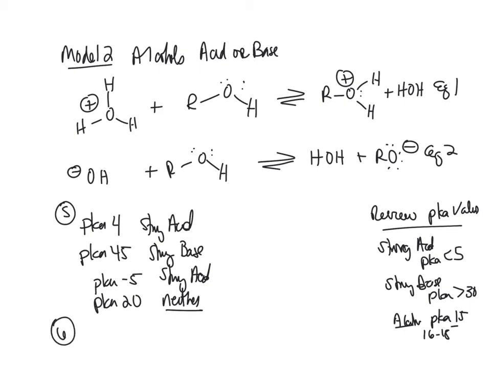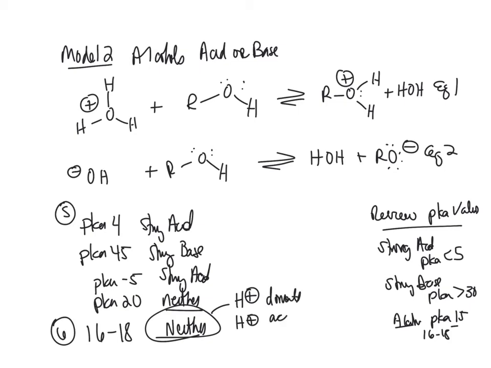Okay, question number 6. What is the approximate pKa of alcohol? And I would say 16 to 18. Based on this pKa, an alcohol would act as a what? Strong acid, strong base, or neither? Neither. Okay, so if you want to explain that, an alcohol could donate a proton or it can accept a proton. So it can donate or accept depending on what reagent it is coupled with in the reaction.